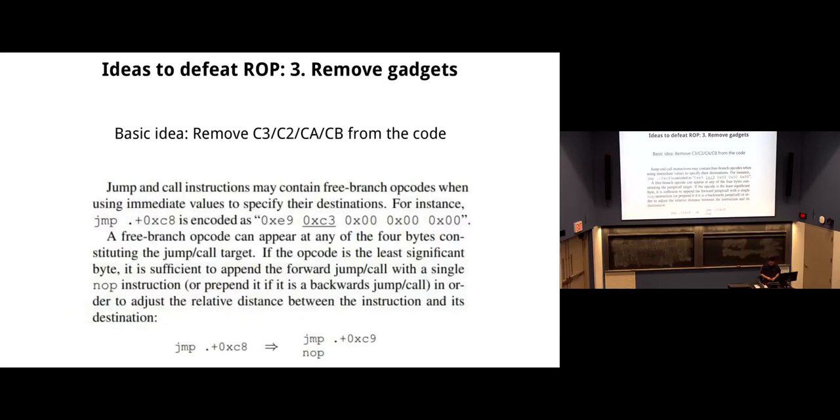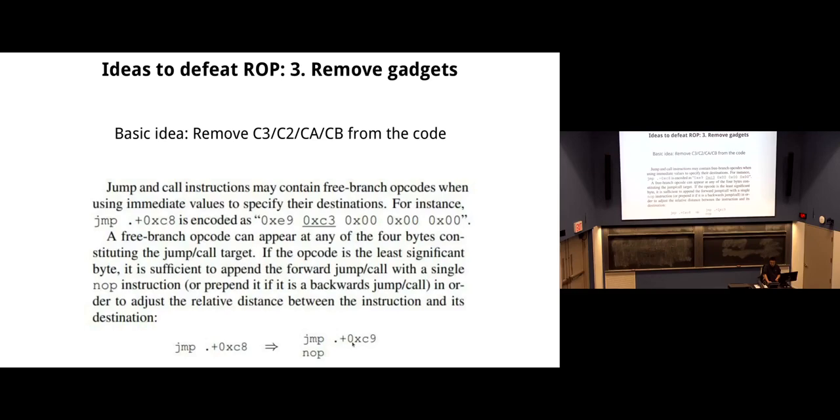In my example, there are C3, C2, CA, CB. Let's say we have one instruction, which is a jump to a relative address, C8, something like this. And after this is compiled, we get those 5 bytes, E9, C3. The problem here is C3. So instead of generating this kind of code, the compiler will not generate to C8.